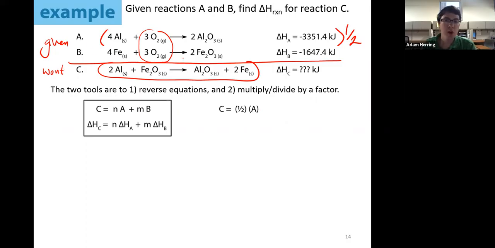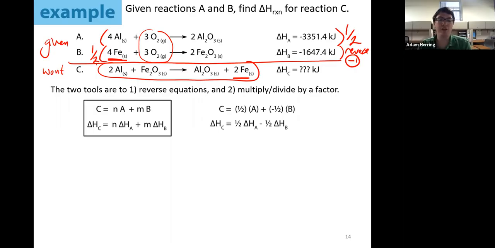Looking at reaction B, you see that we have iron that's involved. Notice though that the iron metal is on the reactant side for reaction B, but the product side for reaction C. So what we need to do is reverse the equation. In order to reverse the equation, we multiply it by a factor of -1. We need to do more than that though, because if we reverse the equation, we now have iron on the correct side, but we have the incorrect amount. We also need to divide by a factor of 2, or multiply by 1/2. So that will look like multiplying by 1/2 of B.